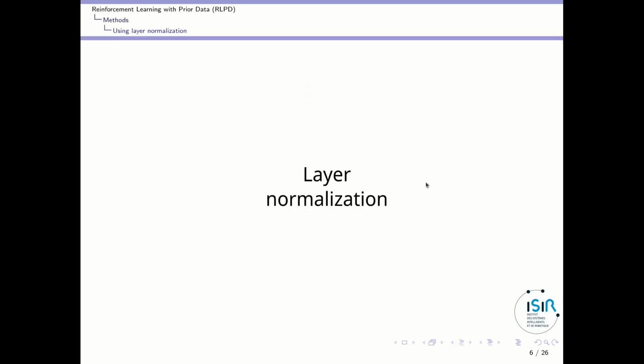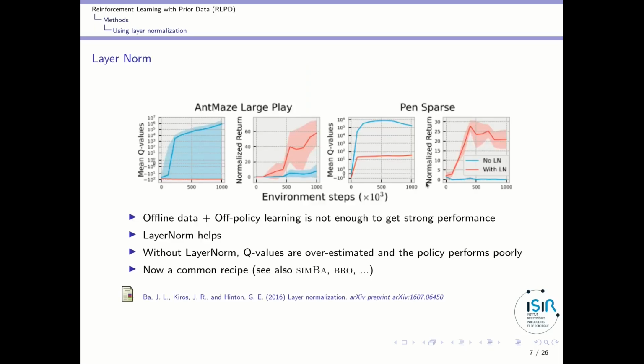Now let's have a look at the second mechanism, which is layer normalization. This is something that is now well accepted in the reinforcement learning community, that adding layer normalization improves reinforcement learning algorithms. In more detail, the authors show that just using offline data and off-policy learning from a replay buffer is not enough to get strong performance. Using layer normalization is necessary in this context, and I will explain why later.